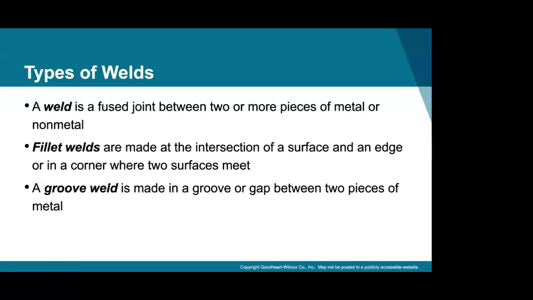A weld is a fused joint between 2 or more pieces of metal or non-metal. Fillet welds are made at an intersection of a surface and an edge or in a corner where 2 surfaces meet. A groove weld is made in a groove or gap between 2 pieces of metal.